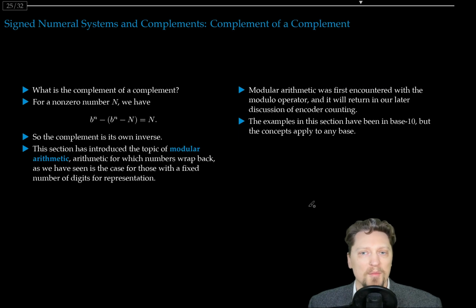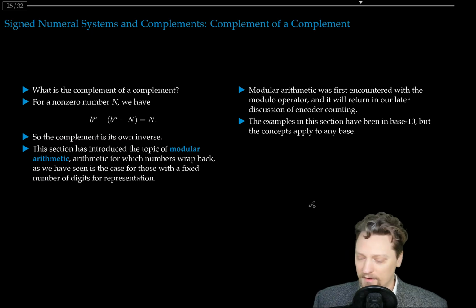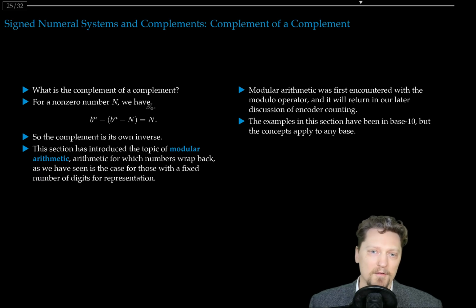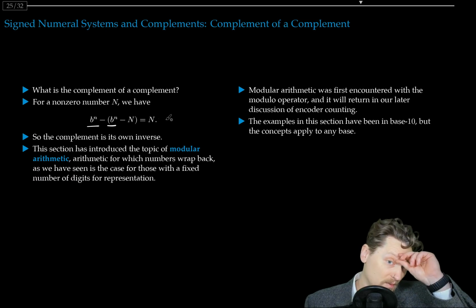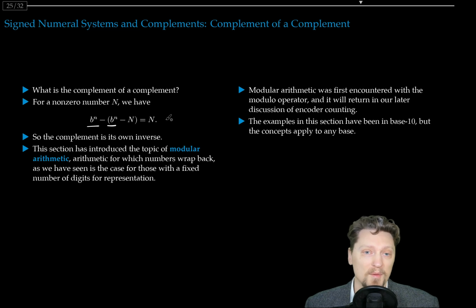Signed numerals and complements. Complement of a complement. So let's see what happens if we take the complement of a complement. For a non-zero number n, we have, from the formula for a complement, b to the n minus b to the n minus n, where these two terms subtract away. We're left with the negative of negative n, which is positive n. So the complement is its own inverse. The complement of a complement is the original number.